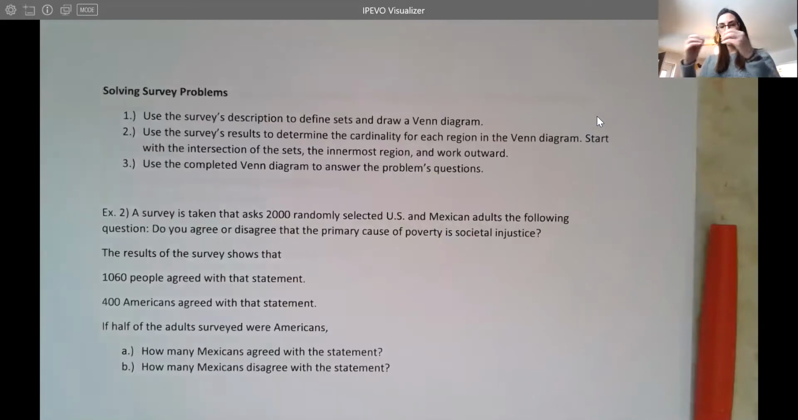So think of it like a puzzle. Do that innermost region first, so like all the intersection stuff first, and then move outer. And use the Venn diagram to complete questions after that, right? So to figure out what happened.